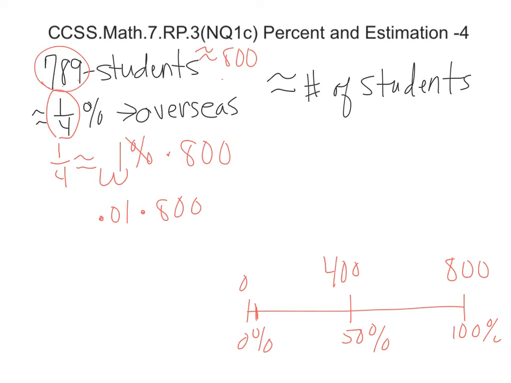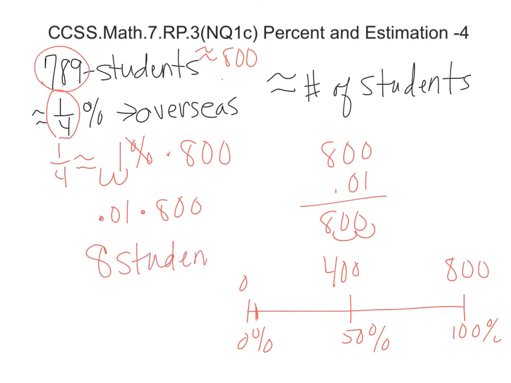And if I do that, I am going to get, I want to do this, 800 times 0.01. So I get 800, and I have 2 decimal places, so it's over here, and about 1/4% would be about 8 students. So we had to estimate up a little bit because you can't have 0% because you have 1/4, so it's a little bit before that, and it's about 8 students, and that's quite reasonable.